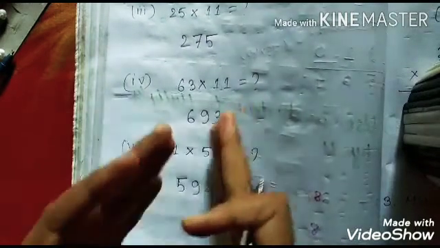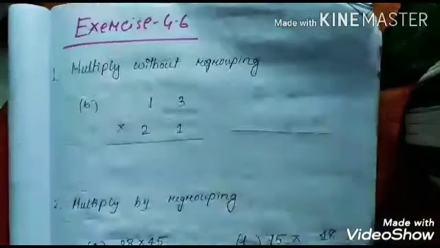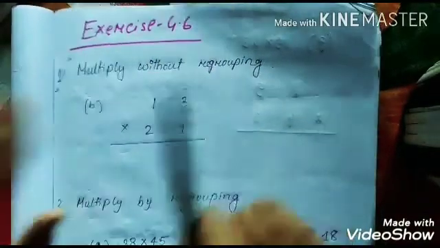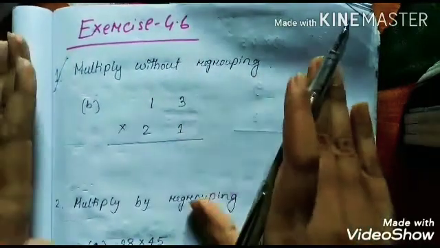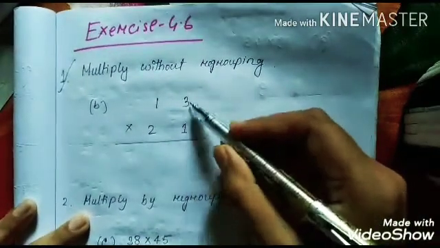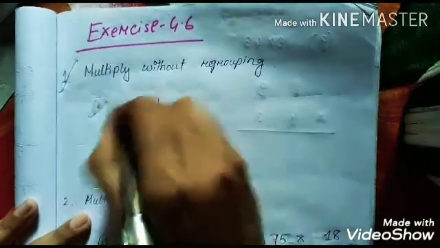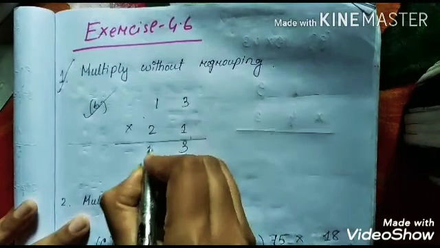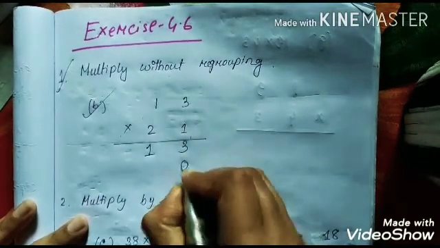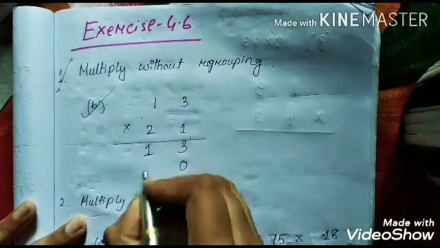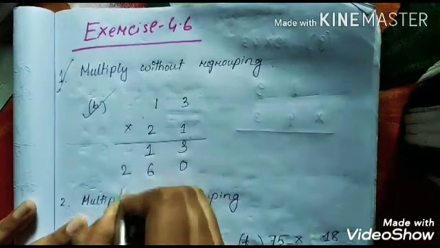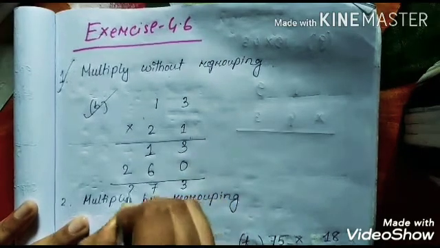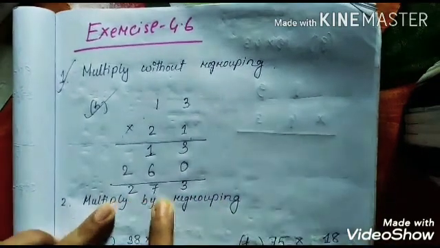Now I will show you some questions from your exercise. Exercise 4.6, question number 1 is given, multiply without regrouping. That means here there is no need to do regrouping. I am solving for your part B, 13 into 21. So 1 times 3 is 3 and 1 times 1 is 1. So the ones place is done, so I have to put 0 and we have to start from the tens place. 3 times 2 is 6 and 2 times 1 is 2. Then we have to do the sum. 3, 6 plus 1 will be 7, and 2. Okay, so the answer is 273.